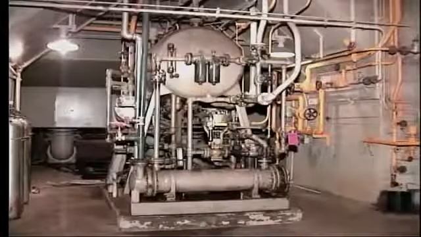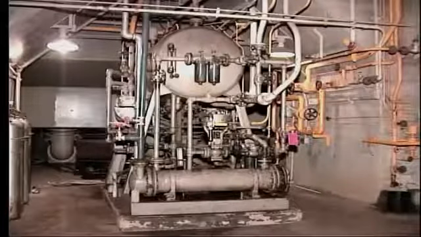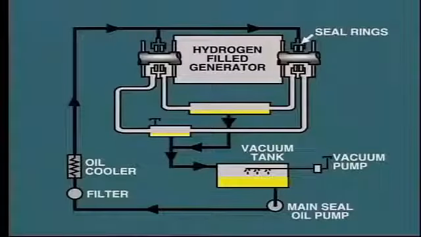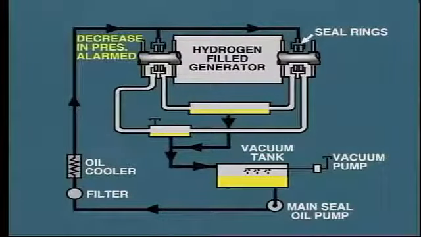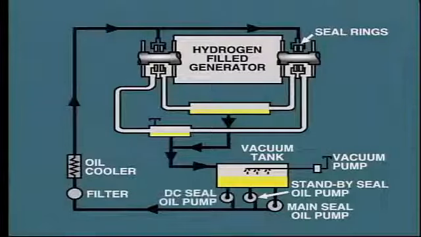The seal oil pumping system is a very important part of the generator operation. It must be placed in operation before the generator starts to rotate on turning gear and then maintained in service at all times. A decrease in seal oil pressure will be alarmed, and the operator must take immediate action to rectify the situation. Usually, a standby seal oil pump is installed, and in addition to this, a DC emergency pump is provided in case of the loss of AC auxiliary power.